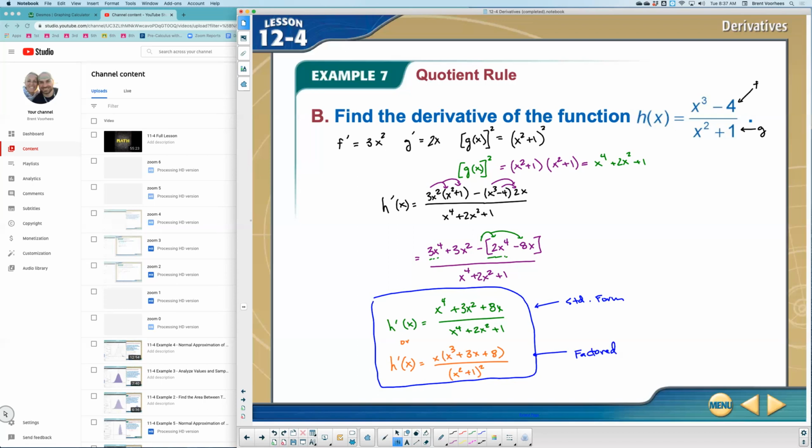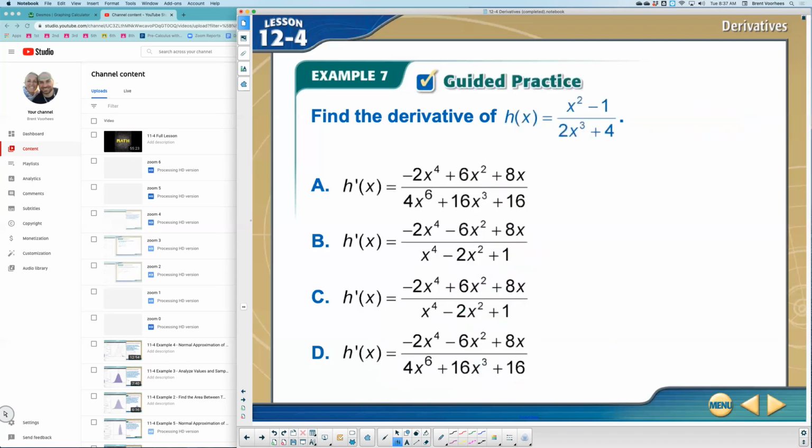Now that you've seen me do this twice, I'm going to let you try one. Pause the video if you need more time here. I want you to find the derivative of h given this equation here. Pause the video if you need more time.